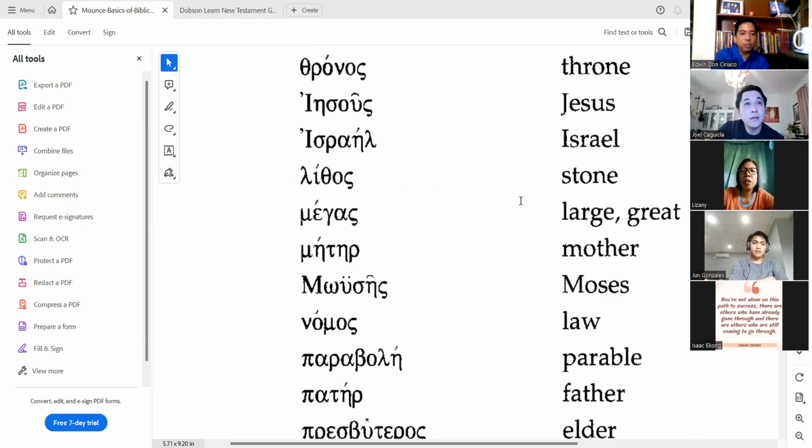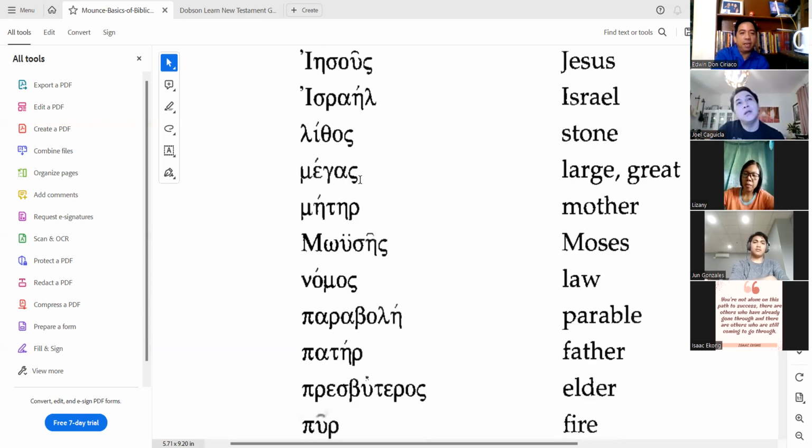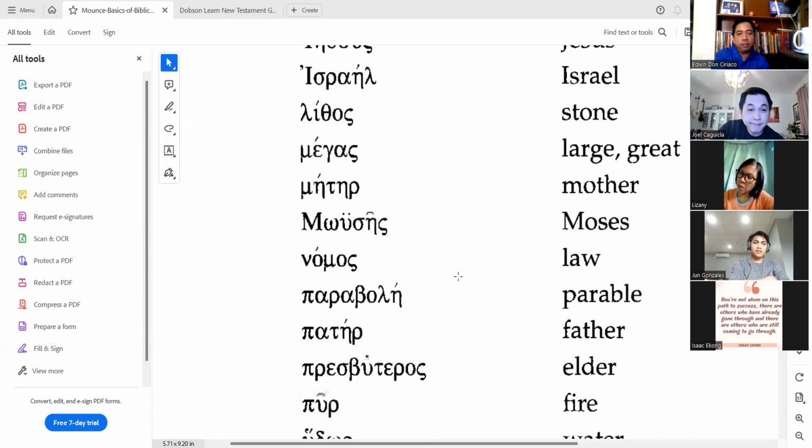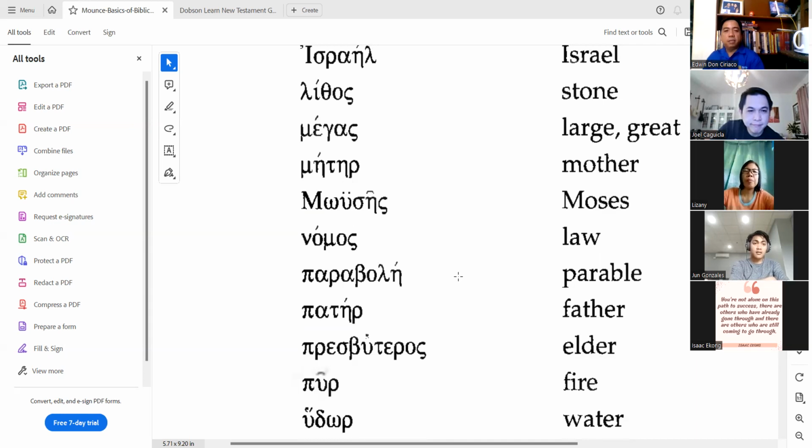Okay. And then stone, litos. Litos. Stone, litos. And then megas. So megas litos, no? Large stone. So megas. And then mother is similar to the Greek. Meter. Or meter. The accent is in the first eta. So there are two etas. Meter.